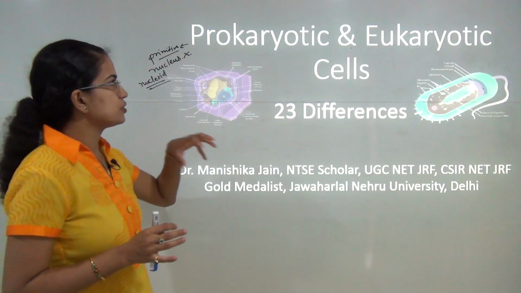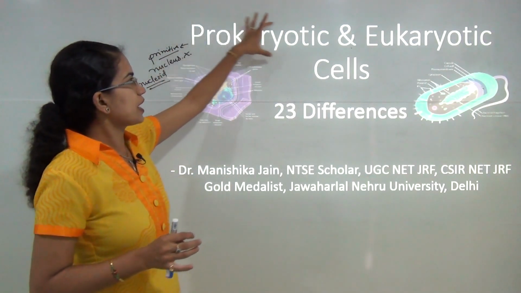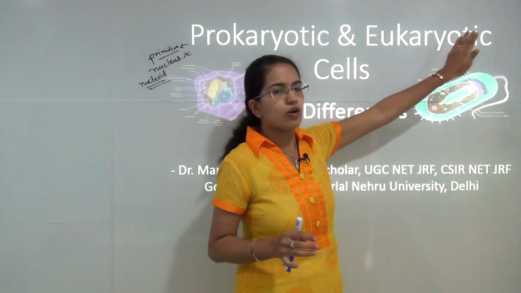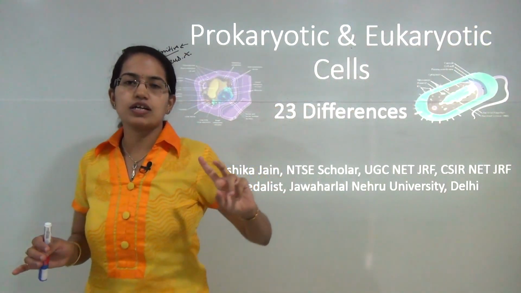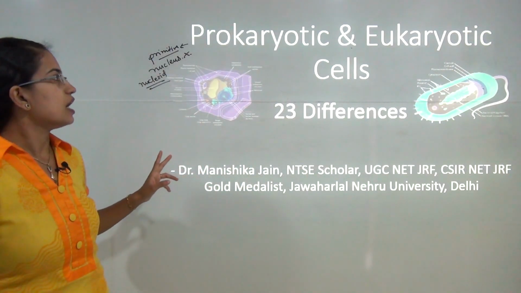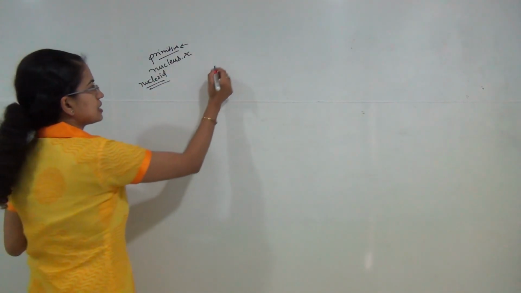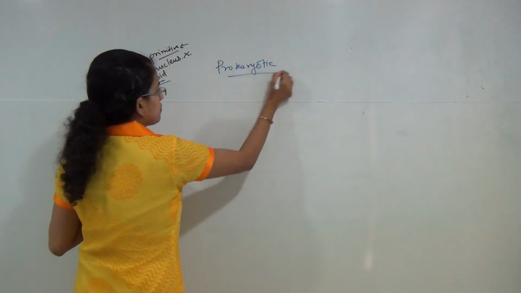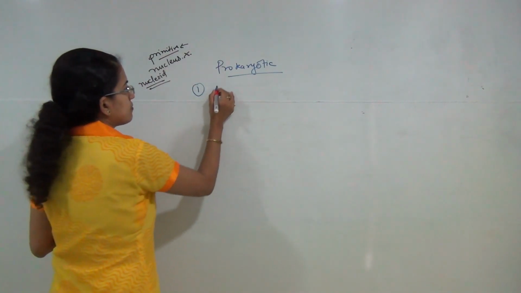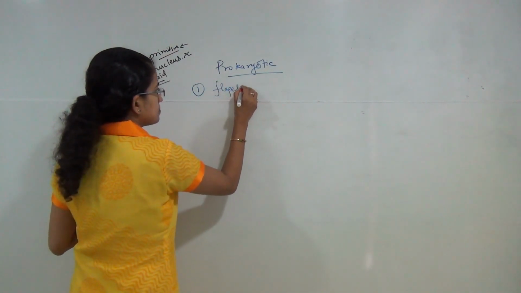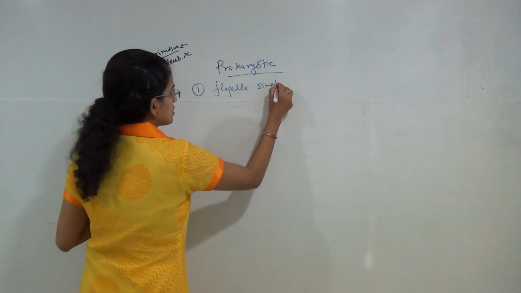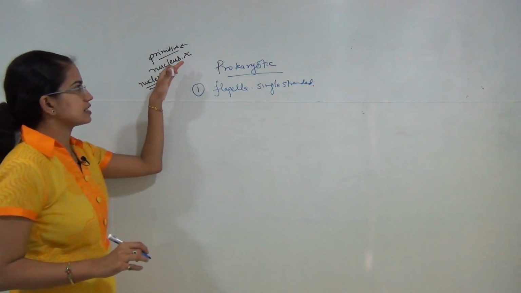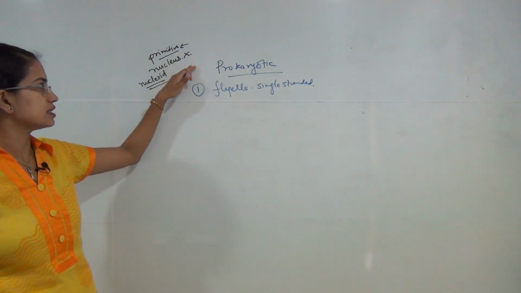Now what we will do today is we will understand prokaryotic in a bit more detail, and then we will move on to the basic details of eukaryotic, and finally we will work around the differences between the two. Now when we talk about the basic characteristics of prokaryotic cells, the first characteristic is the flagella is single-stranded. About the nucleus, we have also already discussed that there is absence of nucleus.